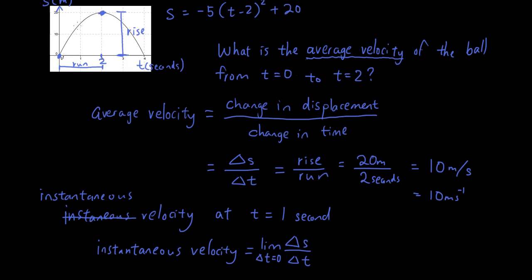But basically, the 2 points that I'm picking are so close together that their change in time, their horizontal distance, is 0. And therefore, it forms a tangent line at this point when t is equal to 1 second. And we're trying to find out what the gradient of this tangent line is. And the gradient of this tangent line at time is equal to 1 is the velocity of the ball, the vertical velocity of the ball at this point.